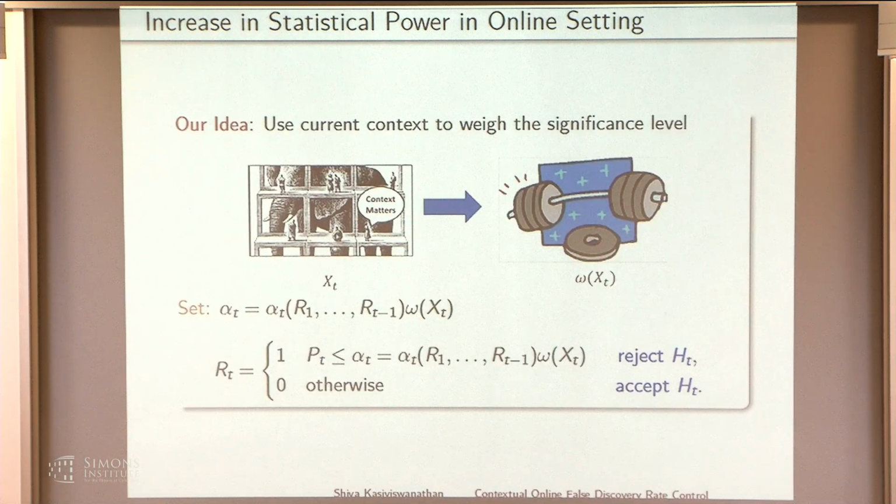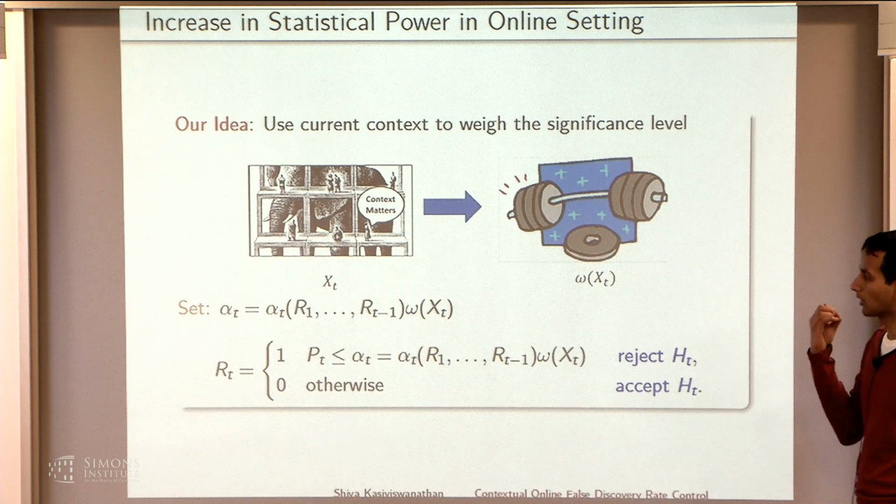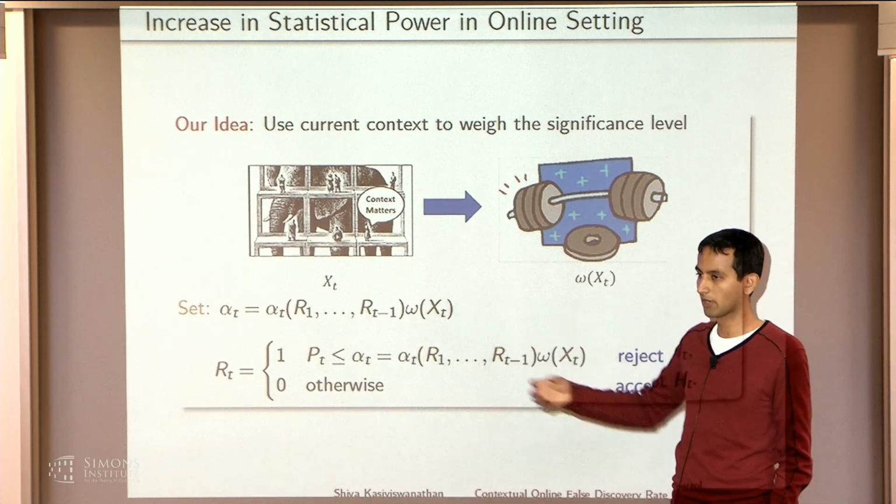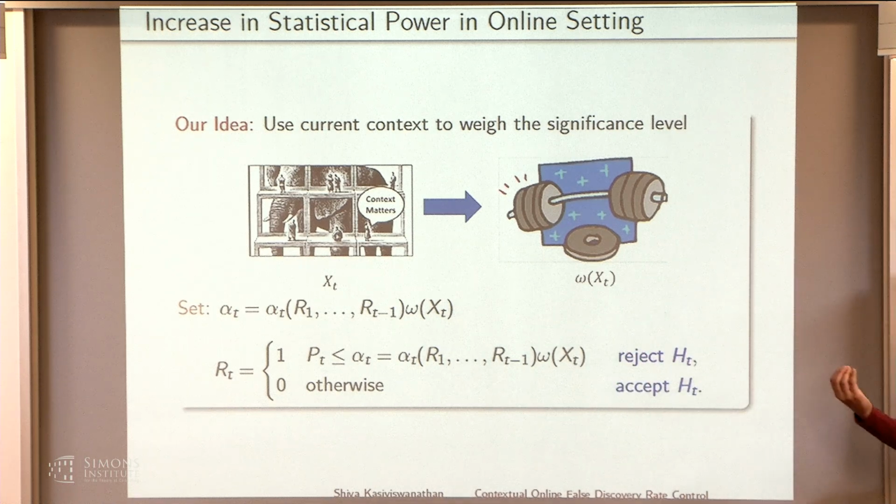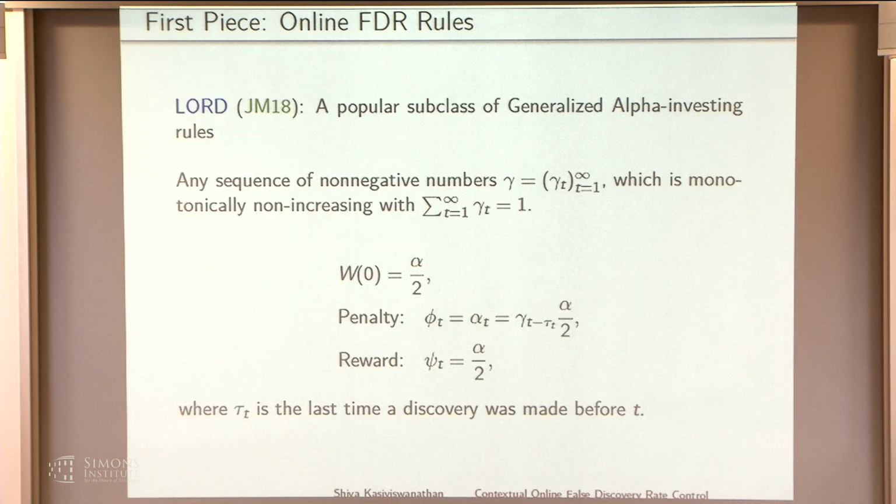So quickly, the way we define our set of rules is to define a specific subclass of these contextual generalized alpha investing rules, where we use the current context to define a weight function. We convert the x's into a weight, and we weigh the significance level using this weight function. So we look at a subclass of this general class of rules where this specific thing happens. And we are going to focus on something known as LOD, a popular subclass of these generalized alpha investing rules.